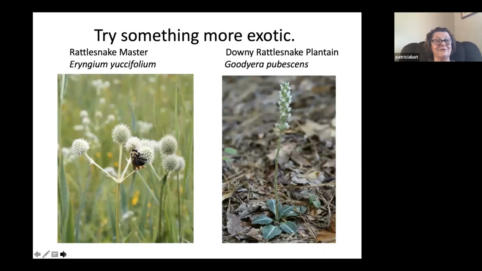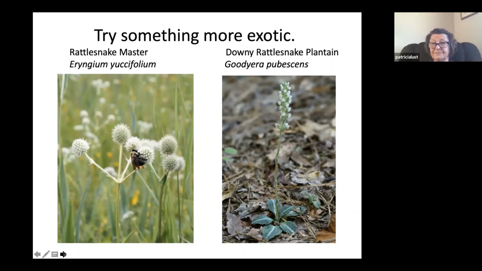Now we come to a few of the exotic things. The rattlesnake master, that's become popular lately among real serious native plant enthusiasts. It's kind of a spaceship looking plant, and it's a really great pollinator plant. And once the flower is done, those little heads there become the seed heads, and they remain erect for a long time.